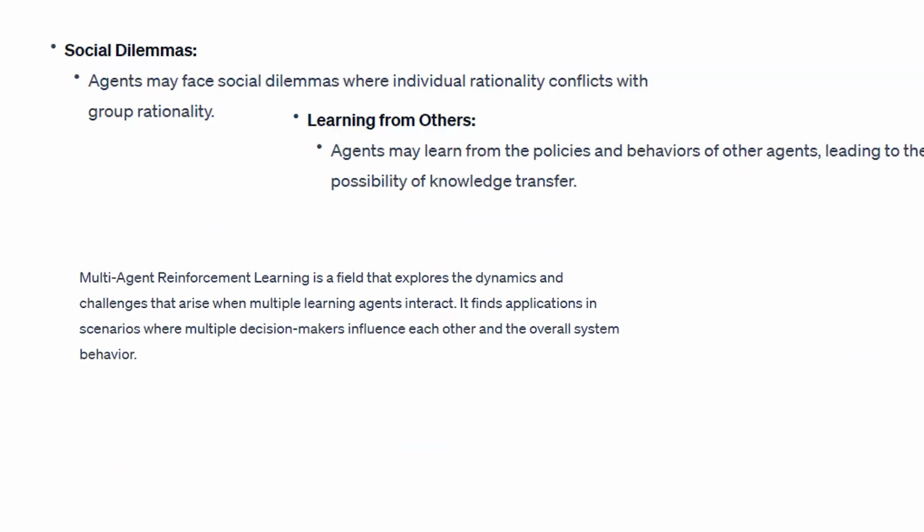So you also have the social dilemma. Agents face social dilemmas where individual rationality conflicts with group rationality. Learning from others: an agent may learn from the policy and behavior of other agents, leading to policy or knowledge transfer. So multi-agent reinforcement learning is a field that explores the dynamics and challenges that arise when multiple learning agents interact. It's finding application in scenarios where multiple decision makers influence each other and the overall system behavior.